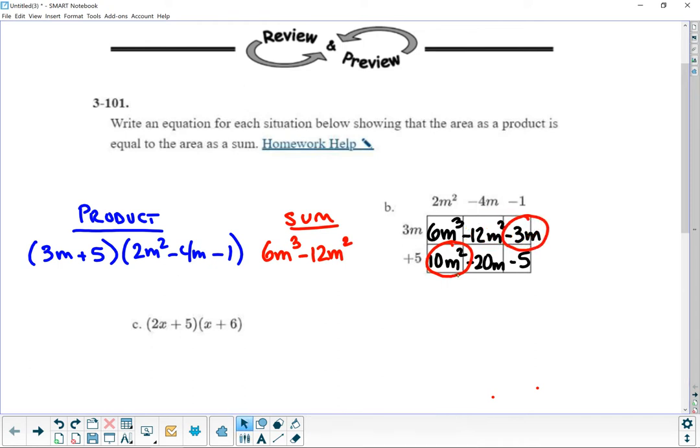So we have a negative 3m, and then we notice that there's another term that has an m, which is negative 20m. They're both negative, so I just add them and keep the sign. Negative 3m and negative 20m makes a negative 23m. Lastly, I have my minus 5. That is a constant term, a term that doesn't have a variable with it, and there's no other term that looks like that. So by itself it's part of the answer, negative 5. And again, the product is equal to the sum. That's the answer for part B.